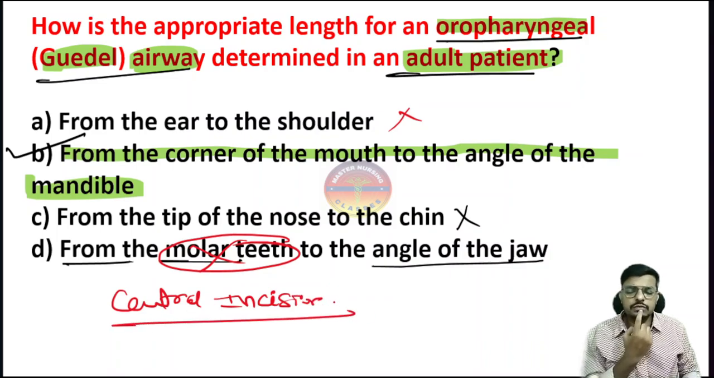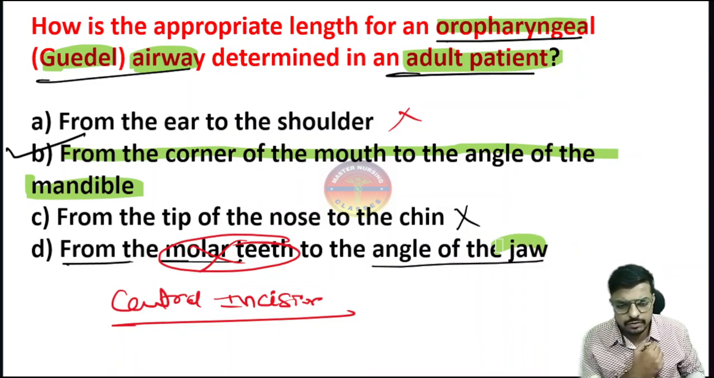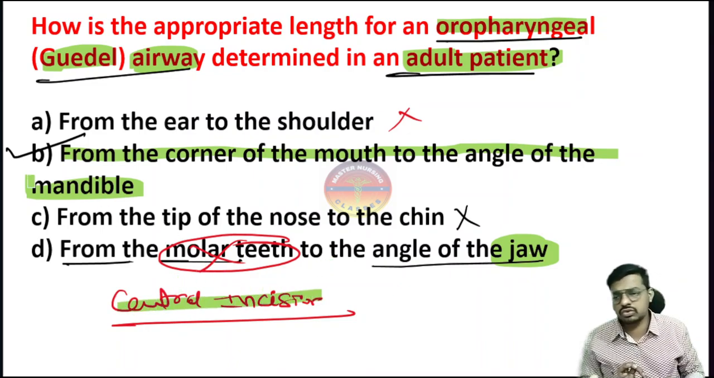This front teeth we call the central incisor teeth. From this central incisor to the angle of the jaw. If they had given this option, I would have chosen this one also as a correct answer, but they have not given it. So I'm eliminating option D.